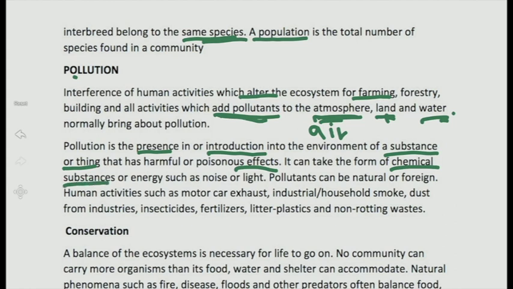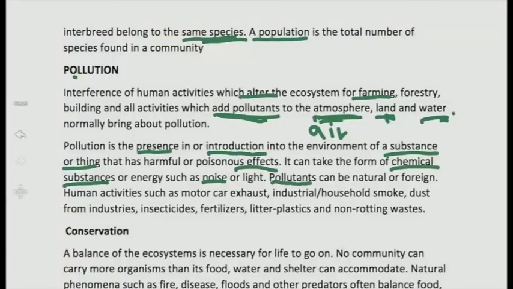Or energy, such as noise. Too much noise results in destruction of our eardrums. So we have now noise pollution. And we can have too much light, people destroyed because of too much light. And then the pollutants can be natural or foreign. Natural, they are there, we have not made them, but foreign, it is due to what people have done or produced.